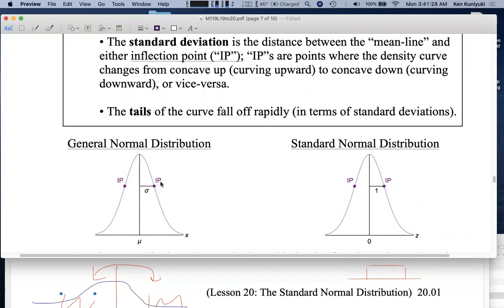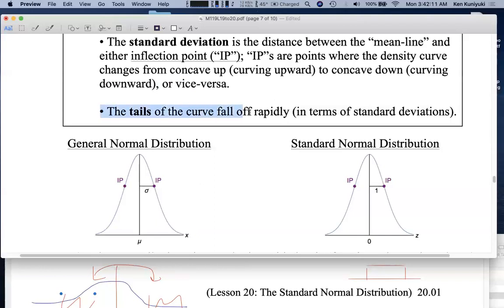Remember that an inflection point is where the density curve changes from concave up to concave down, or vice versa. These are points you see in calculus. Over here, at this inflection point, the density curve goes from concave down to concave up in terms of the way it curves. For this inflection point, we're going from concave up to concave down. Again, one standard deviation is the distance between the mean line and either inflection point. Now, this knowledge is not absolutely essential for the homework, but it's helpful if you want to draw good pictures.